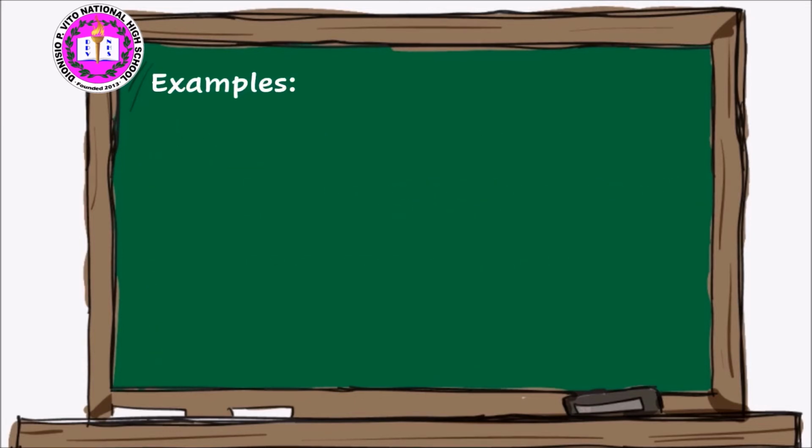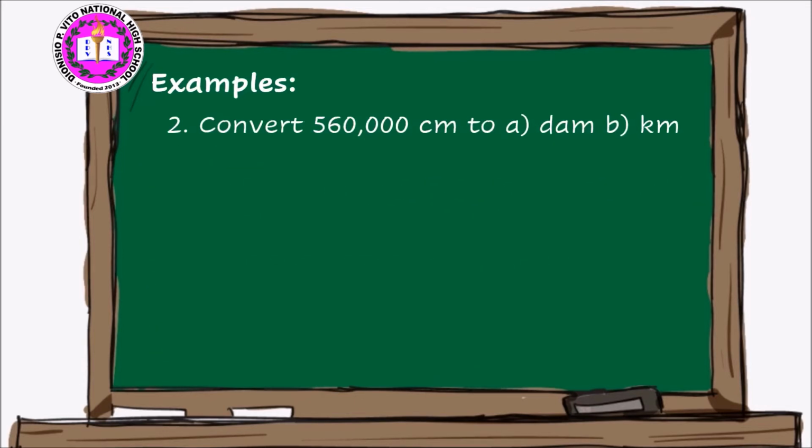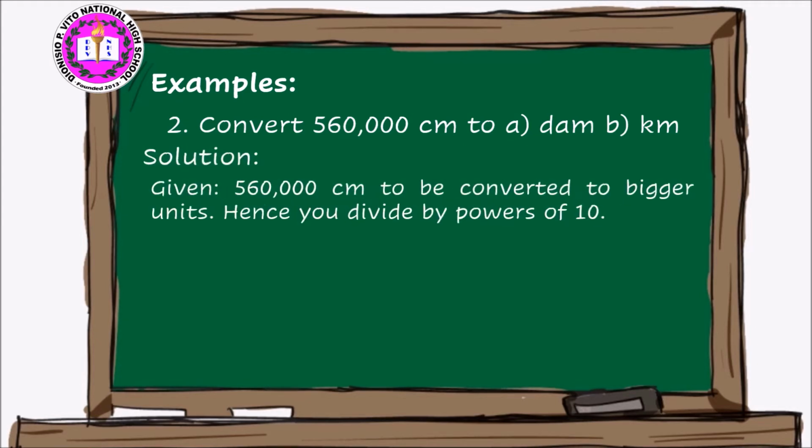Let's try to analyze example number 2. We're going to convert 560,000 centimeters to decameters and kilometers. So our solution: we have the given 560,000 centimeters. We're going to convert to bigger units. Hence, we're going to divide by powers of 10.